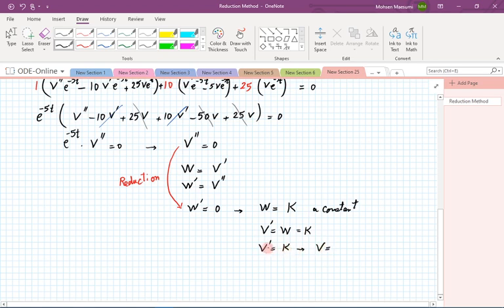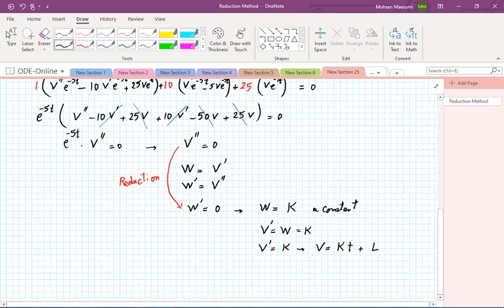If I tell you the derivative of something is 5, well, that function has to be 5t plus some constant. So here I write k times t plus some other constant. Let's call that constant L, just to go along with the tradition we have for this. Now I have v.